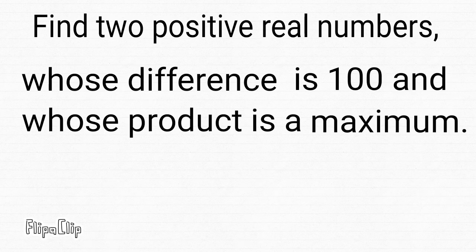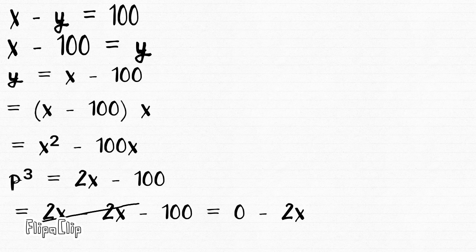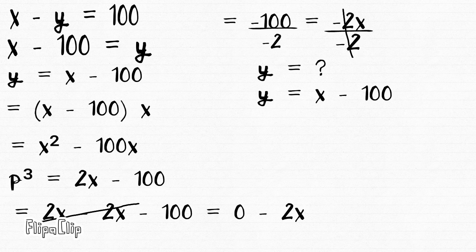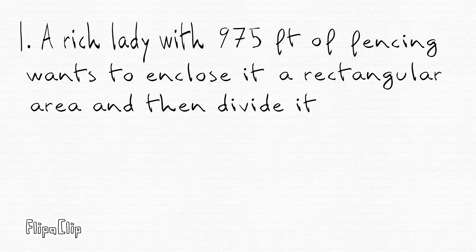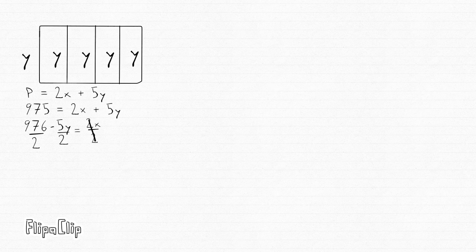The next two examples are going to be optimization. Number 2. A rich lady with 975 feet of fencing wants to enclose a rectangular area and then divide it into 4 pens. What is the largest total area of the 4 pens? To be able to answer this, it is best to illustrate it. So, we draw a rectangle.